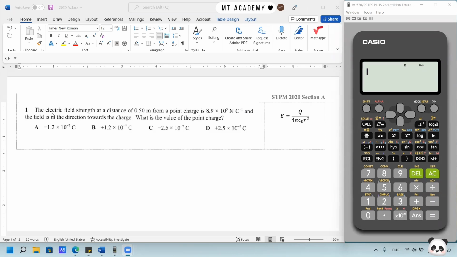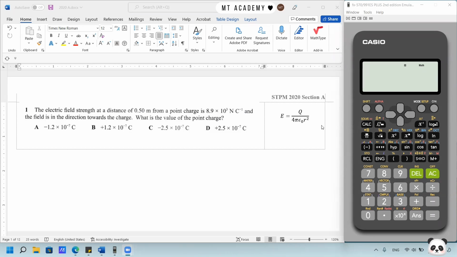Let's begin. Electric field strength at a distance of 0.5 meter from a point charge is 0.9 times 10 to the power 3 Newton per coulomb. And the field is in the direction towards the charge. So this should be the negative charge. What is the value of the point charge?